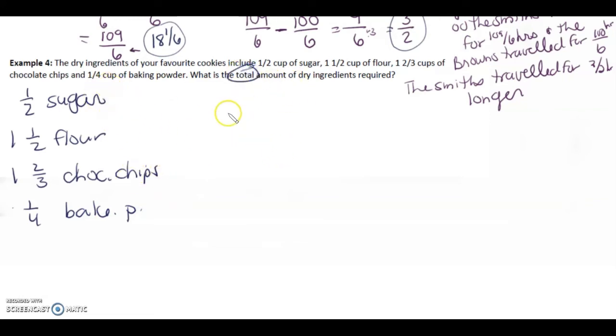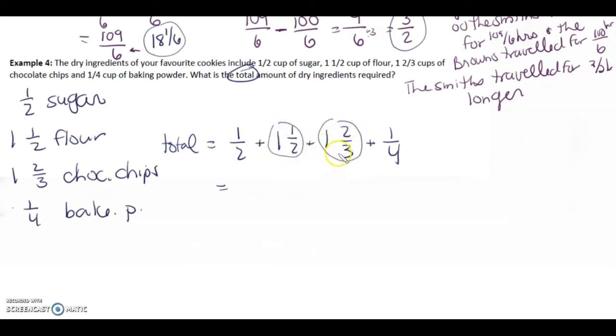So let's go ahead and add these. So we're going to go 1/2 plus 1.5 plus 1 2/3 plus 1/4. And it's going to be the total. So first let's take these mixed numbers and put them into fractions. So I'm going to do a little bit of this work on the side of the paper. Okay, so for 1.5, we're going to do 2 times 1 plus 1 over 2, which is 3 over 2. Okay, so bring down the 1/2. This changes to 3 over 2.